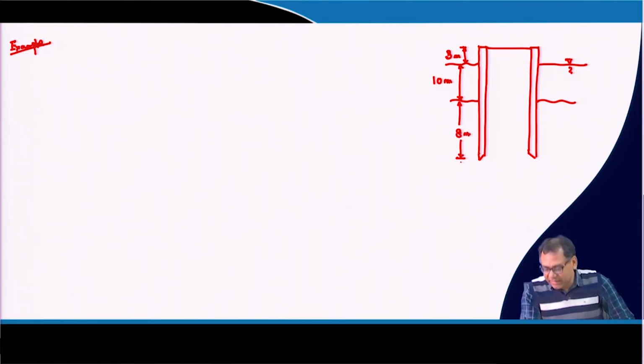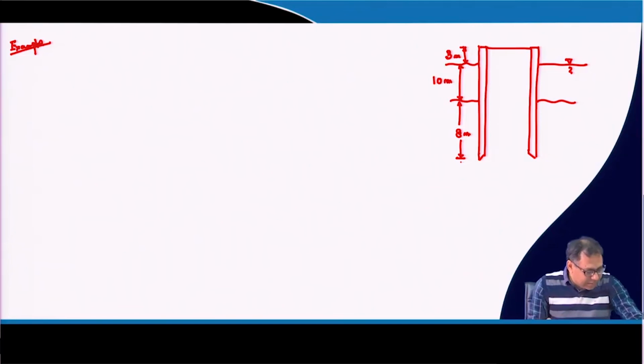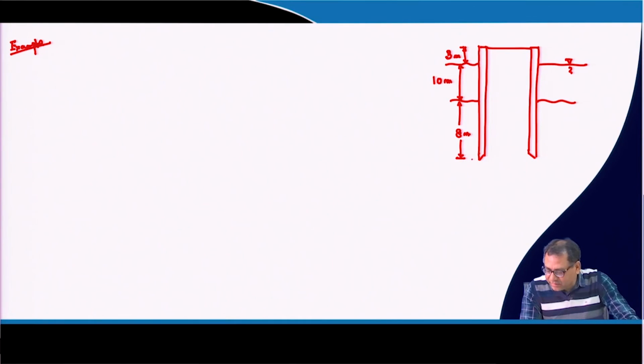because 10 meter is the maximum scour depth, and as I mentioned, the grip length should be at least 30% of that. So, 30% of that means around 3 meter, 3.5 meter, but here 8 meter is provided. So, that means it is okay. So, this is 8 meter, and here the concreting is done, and this is the seal. So, that seal thickness we have to determine.